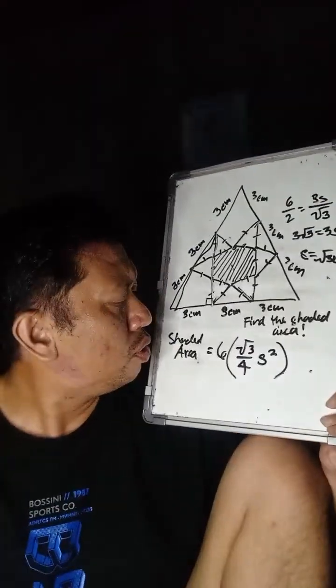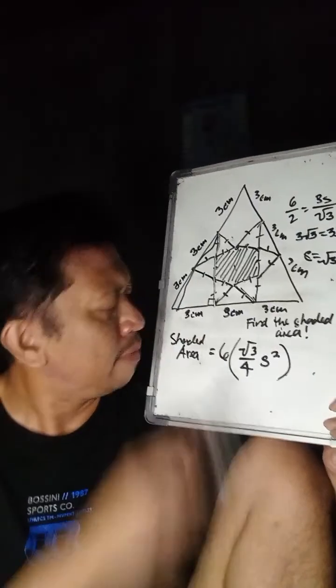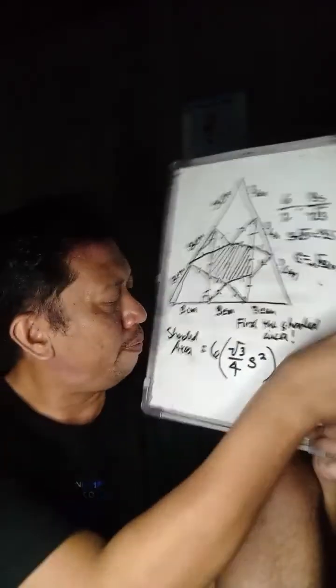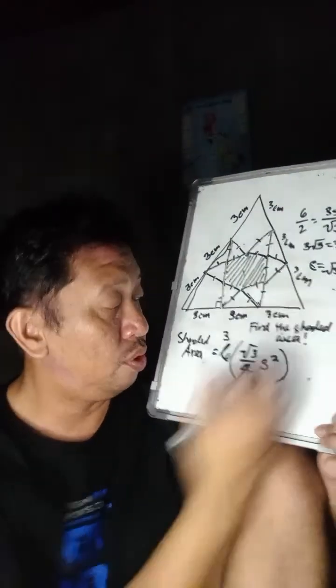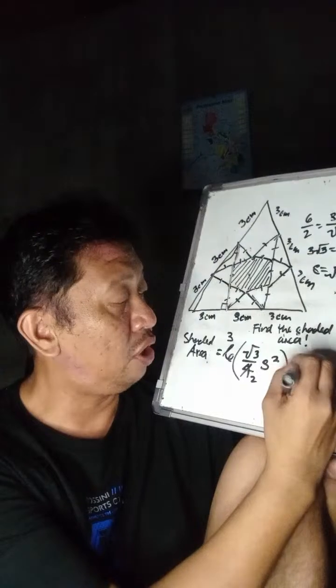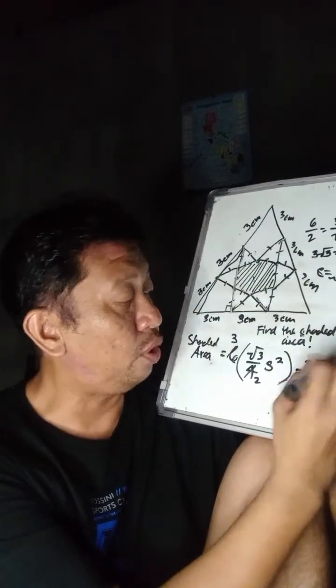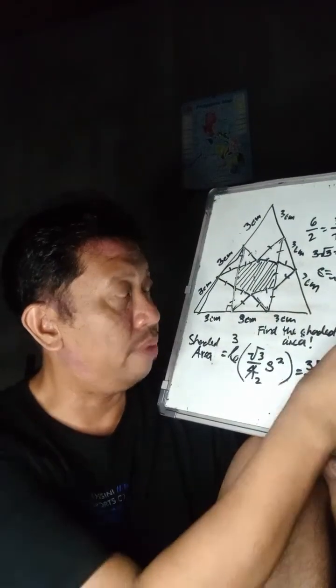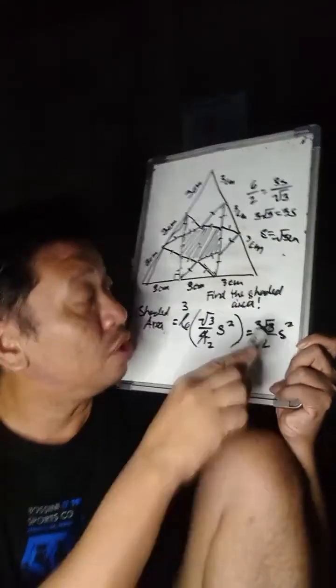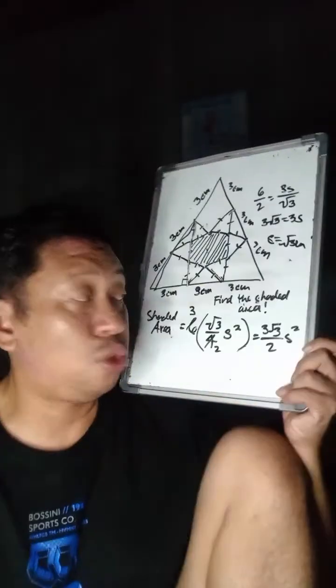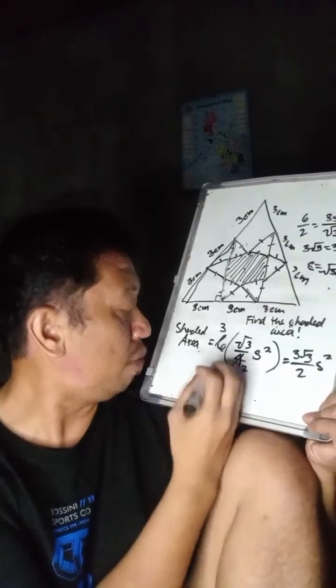So, having said that, we can reduce 6 and 4. So, this is now 3 and this is 2. So, we further simplify this as 3 square root of 3 over 2 s squared. Okay? So, we're ready. We already have the side, which is square root of 3. So, we will have just to substitute that.